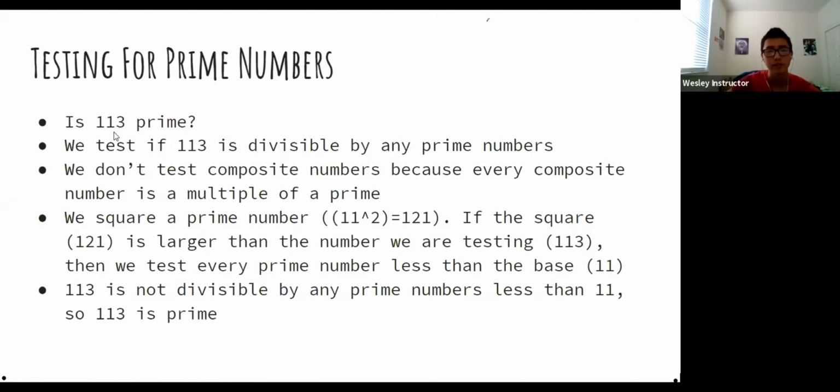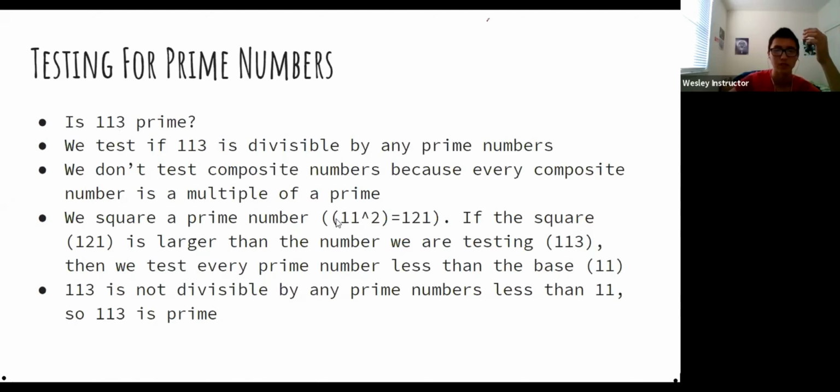What we do here is we square a prime number, such as 11, and see if the square of that number, 121, is larger than the number we are testing, 113. And if it is, which in this case it is, then that means we only need to test every prime number that is less than 11.